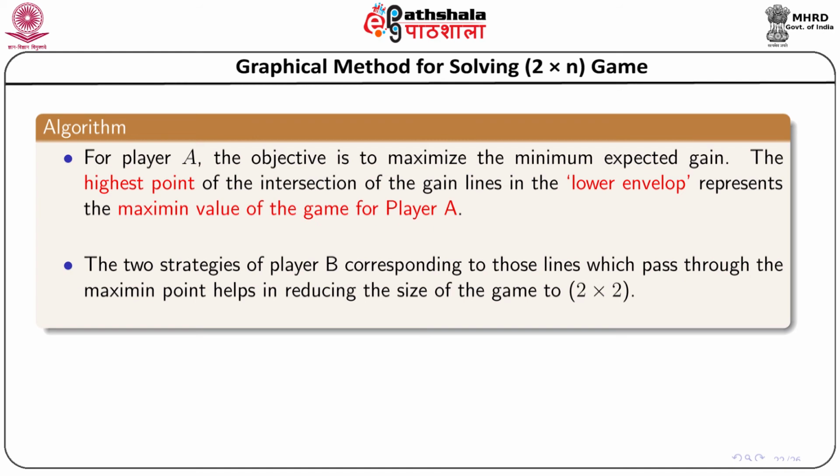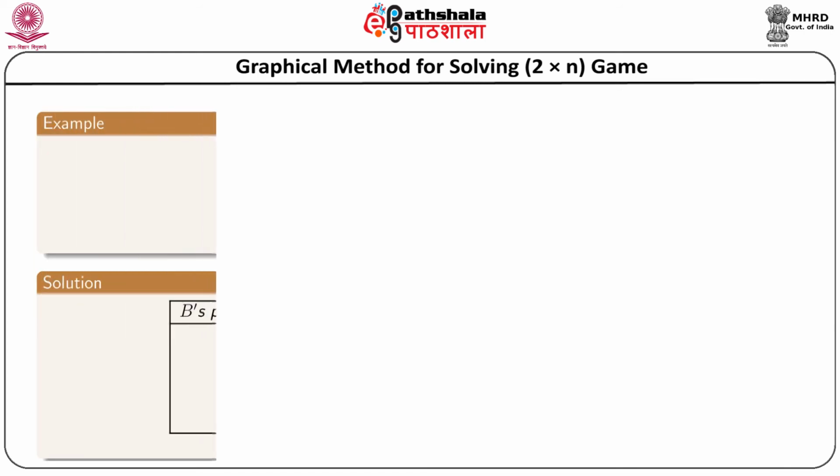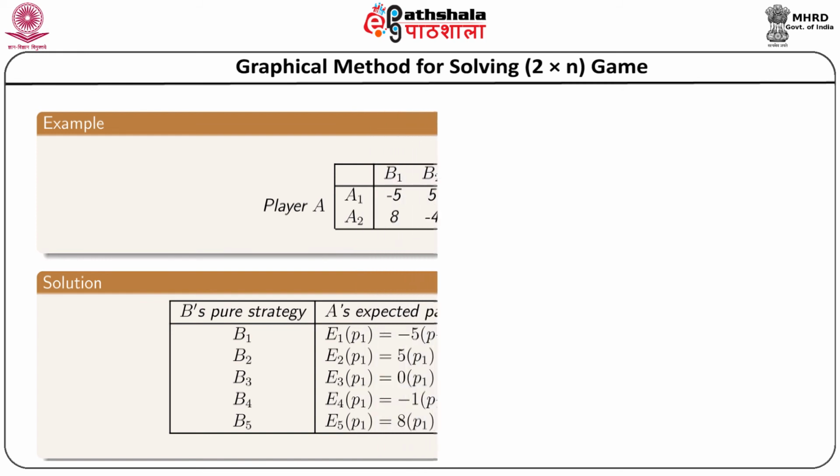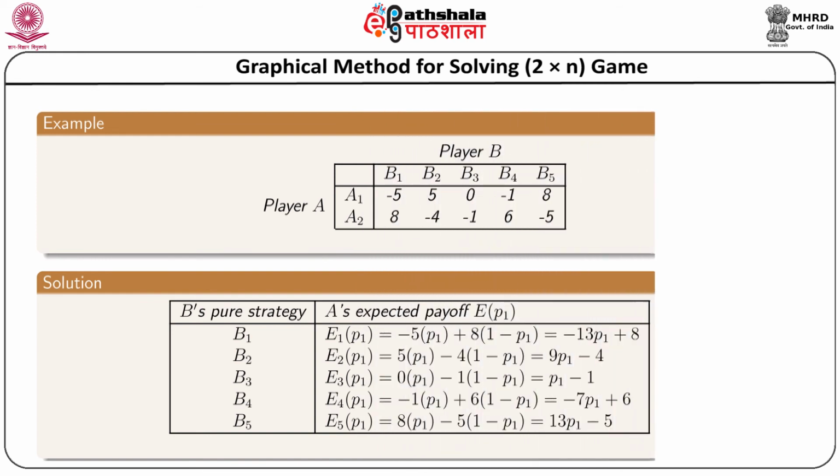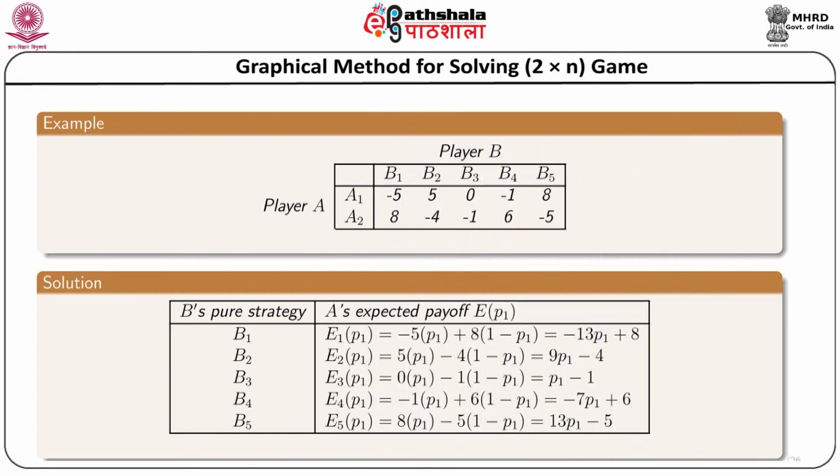The two strategies of player B corresponding to those lines will pass through the maximum point, and this helps in reducing the size of the game to a 2 by 2 game. Let us consider an example of a 2 by n game and see how we can solve this game problem graphically.